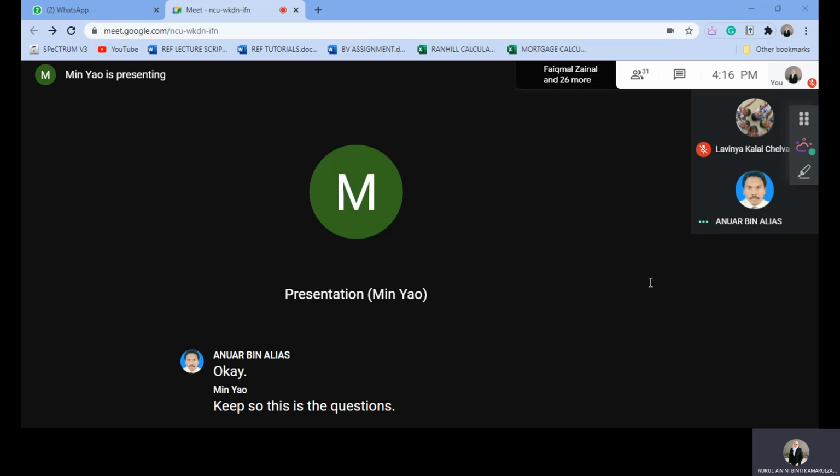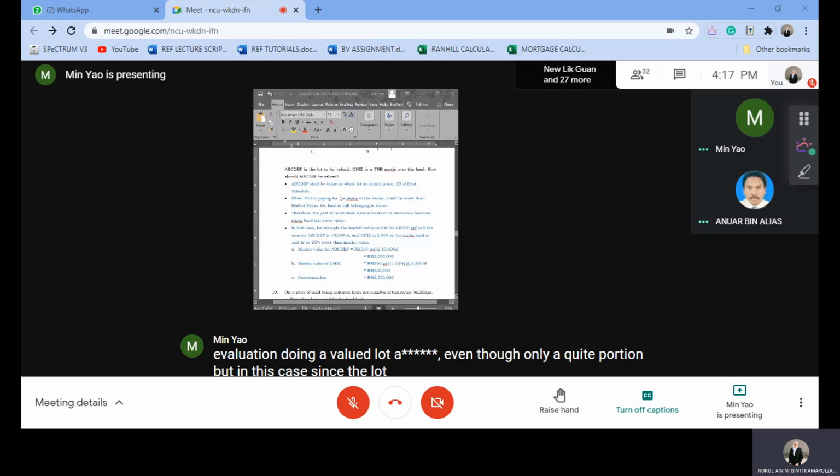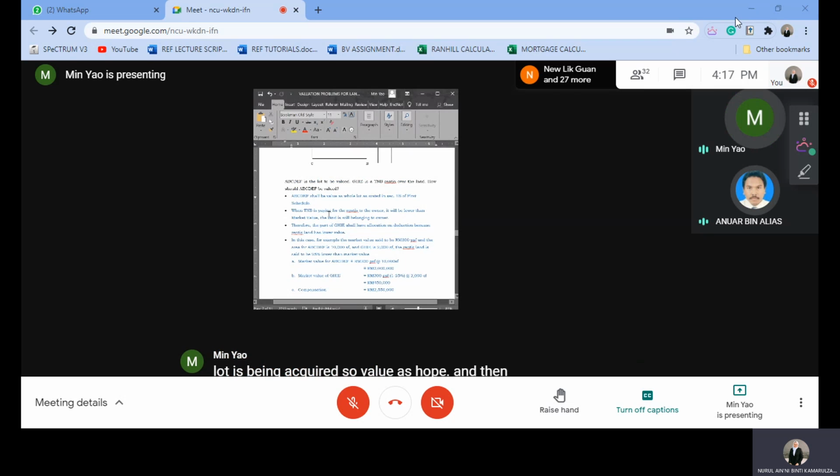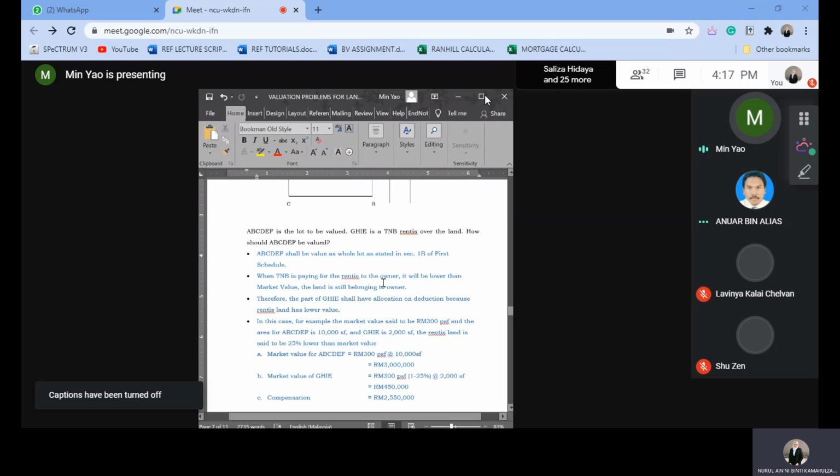First and foremost, the whole lot should be valued as a whole according to section 1B, which is when doing the compensation valuation, you value the lot as a whole, even though only a portion is acquired. But in this case, I assume that the whole lot is being acquired, so value as a whole. And then the TMB rent is like the TMB is paying rent to the owner for them to build the TMB substation. Therefore the portion of the land will have a lower market value, but the land still belongs to the owner.